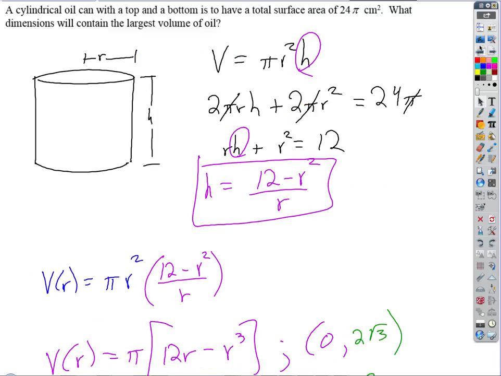Okay, so it wanted dimensions. So then r was 2, what's h? 4. 12 minus 4 is 8, over 2 is 4. So we get 2 centimeters radius, 4 centimeters height, that's going to do it. Okay, that maximizes volume. Make sense?